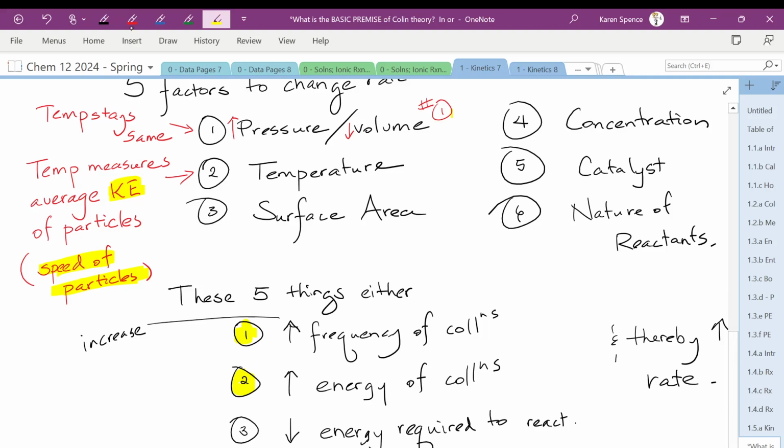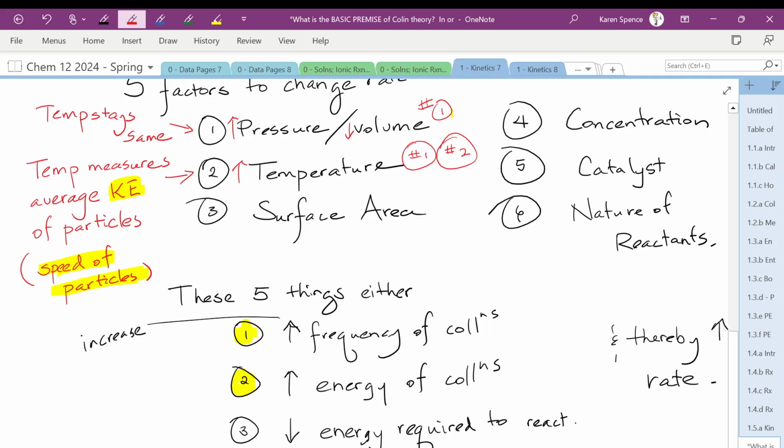Temperature. Does increasing temperature cause an increase in the frequency of collisions? Do particles collide more often? Yes, because the particles are moving more quickly. Imagine you're in this classroom and we've emptied out all the desks. You're blindfolded, you're walking around, you'll collide with a certain frequency. But if I've then said, everybody run, you would collide more frequently, yes? Okay, so definitely number 1. How about the energy of the collisions? Will increasing temperature increase the energy of the collisions? Yes. So temperature is number 1 and number 2. We're going to ignore, again, like I said, the decreasing the energy required to react because that's something special.